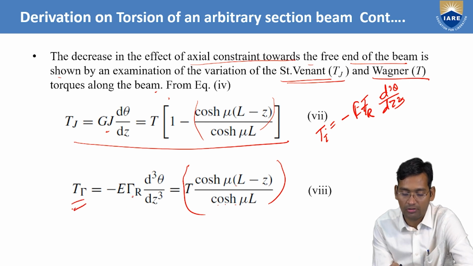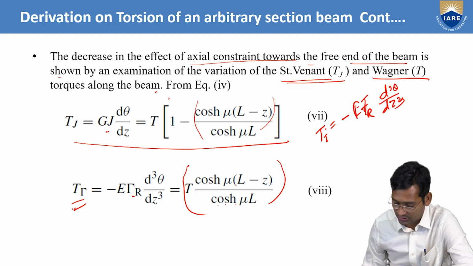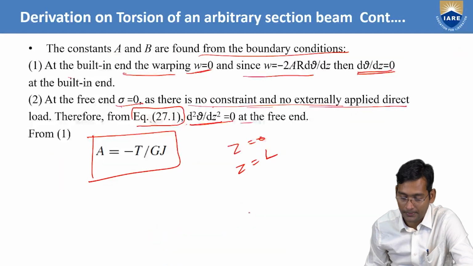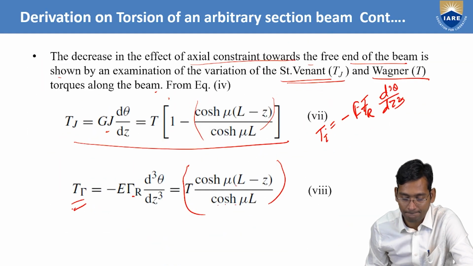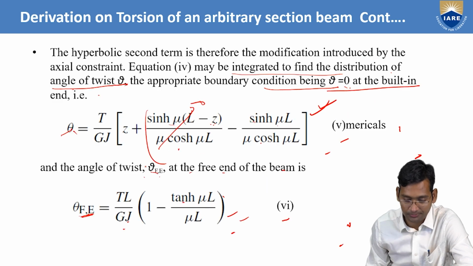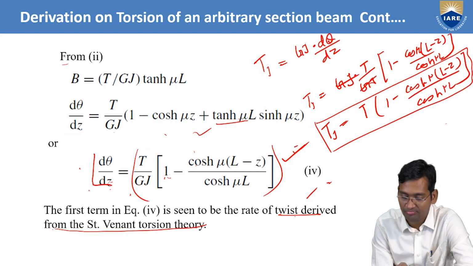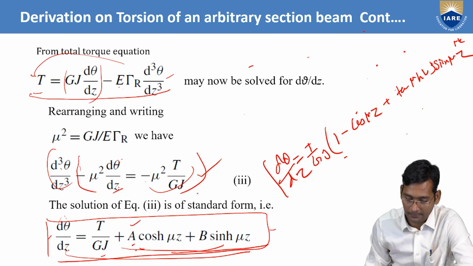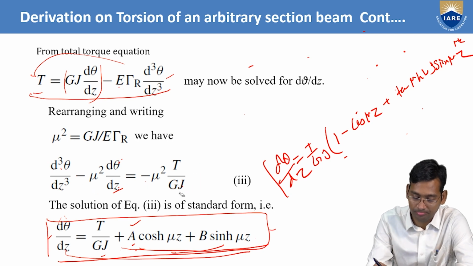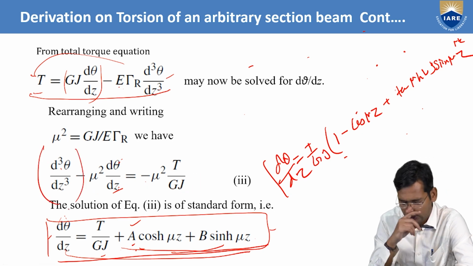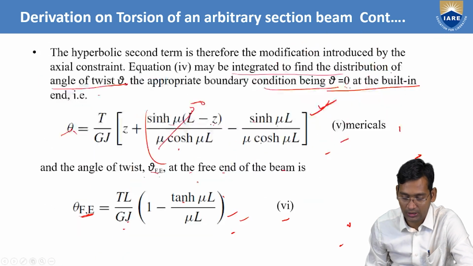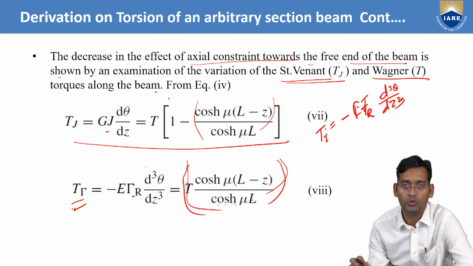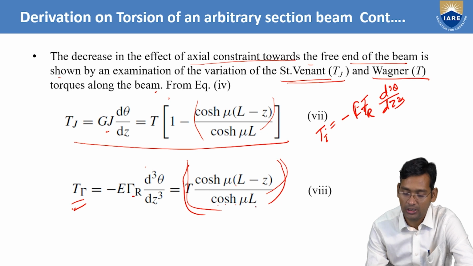Just after substituting the tau r value, the tau r we found in the first step itself. So what was tau r? Let's see here. Just see here, dθ by dz we have this one. From here, just substitute d³θ by dz³ in that equation and then further simplify. So after that θ will be equal to T into cosh μ(L minus z) by cosh μL.